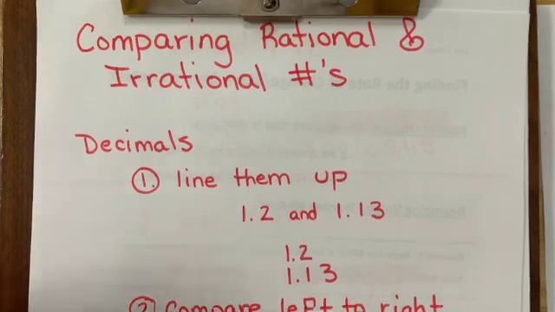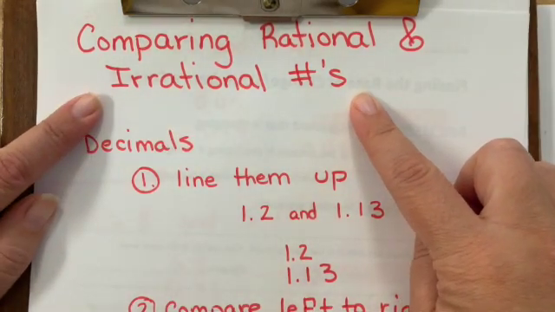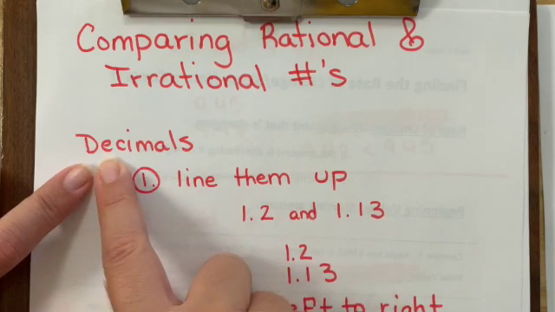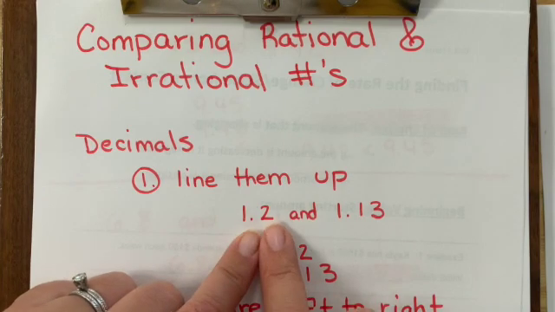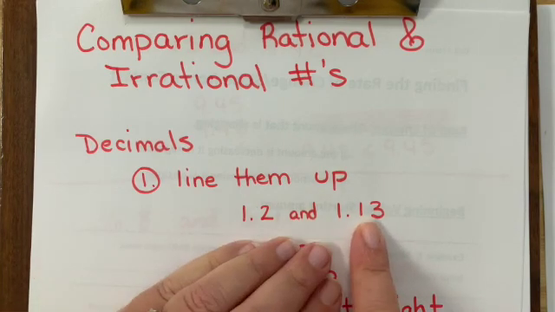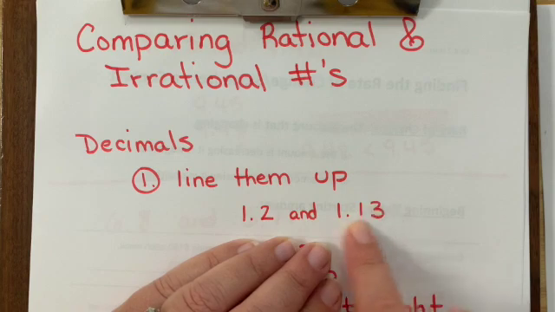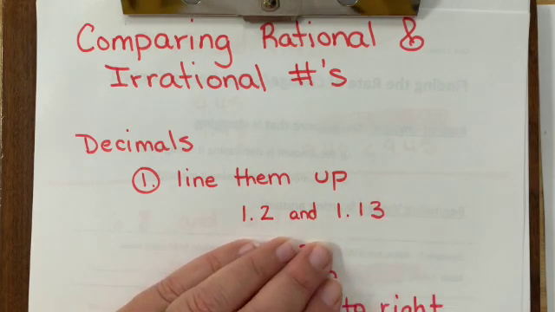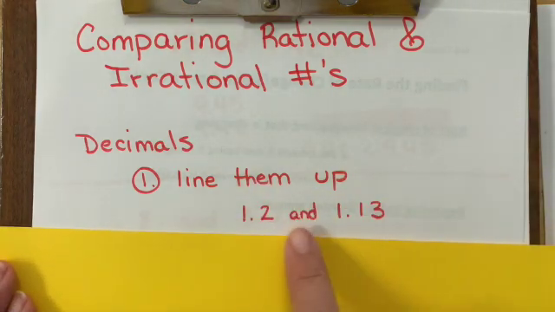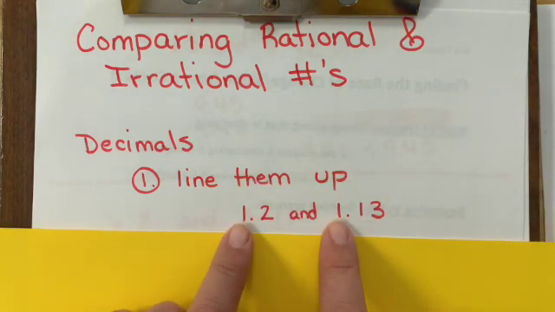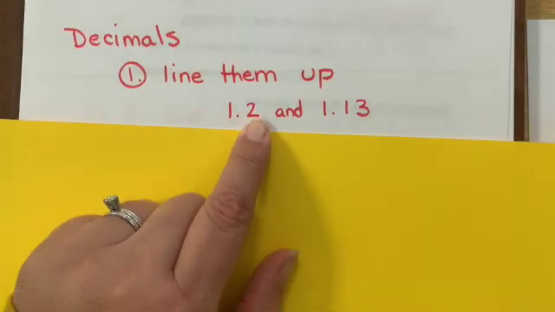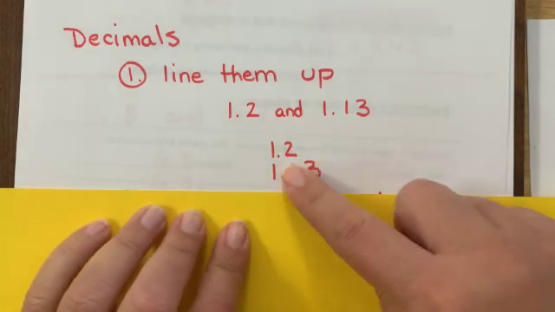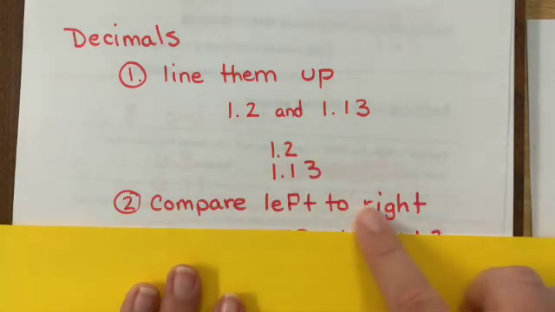We are comparing rational and irrational numbers. So the first suggestion with the decimals is to line them up. So for example, if you had 1.1 and 1.13, it might look at first glance like 1.13 is larger because it has more numbers, but that really doesn't mean that it is larger. We have to compare the numbers using that place value, or what's even easier is just to line them up like this and then compare left to right.